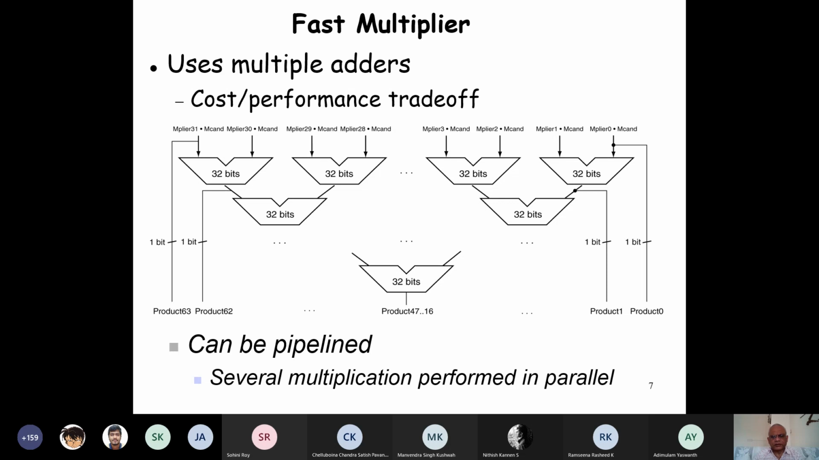And the last one here is one 32-bit. The second one is 8 32-bit adders, and so on. And here, the first one, we take the least significant bit of the multiplier and multiply it with the multiplicand, and the second least significant bit of the multiplier we multiply by the multiplicand.